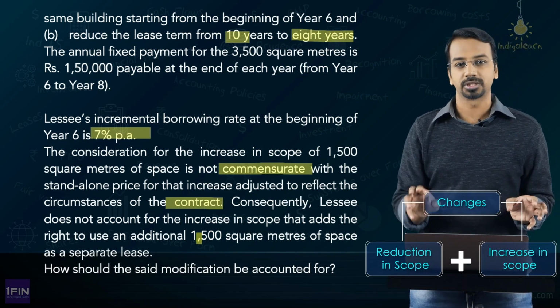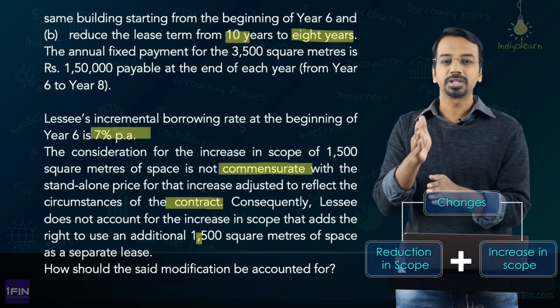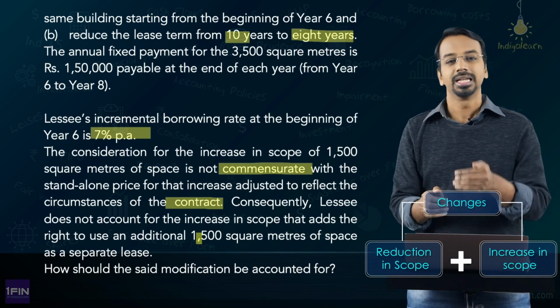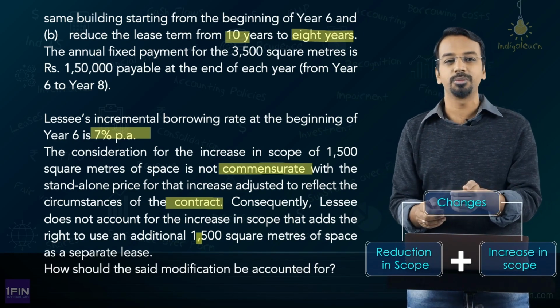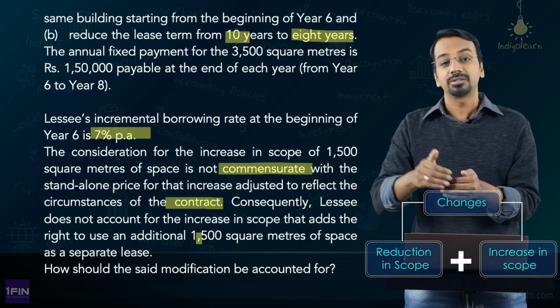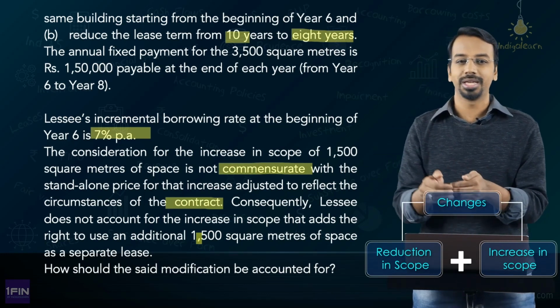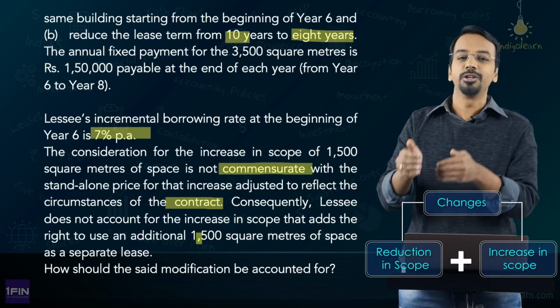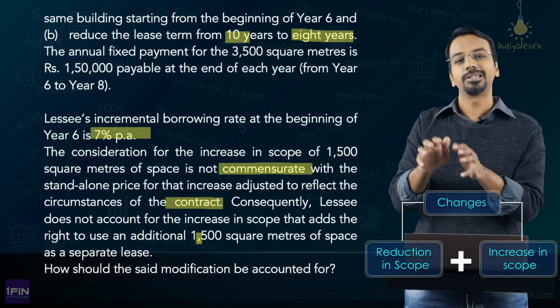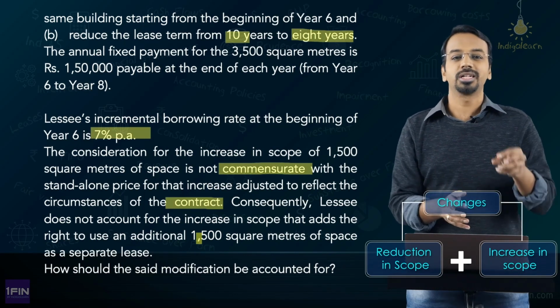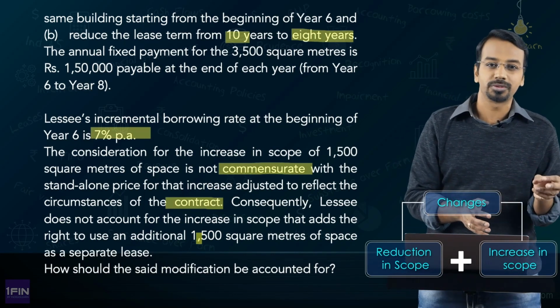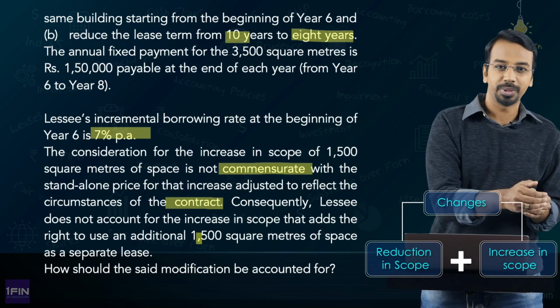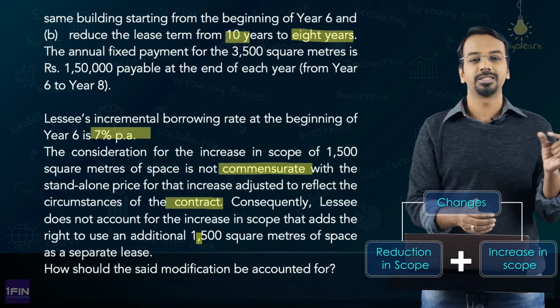Now, which one should be done first? See, first you have to take care of the existing contract. What is the existing contract? Existing contract is 2,000 square meters for a period of 10 years. Now, that 10-year period you have reduced it to 8 years. So, first you have modified the existing contract, you have reduced the scope of the existing contract, that you should consider. Then you should consider the increase in scope of the lease by adding additional space, that is a new space for the balance period of 3 years.